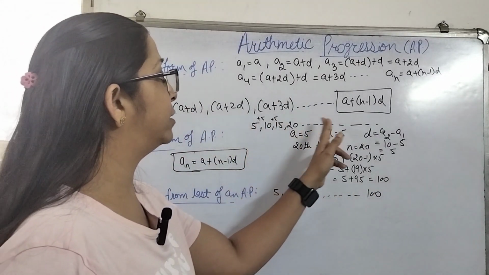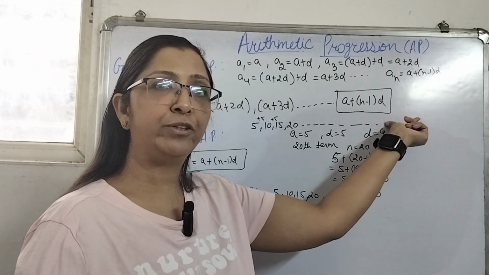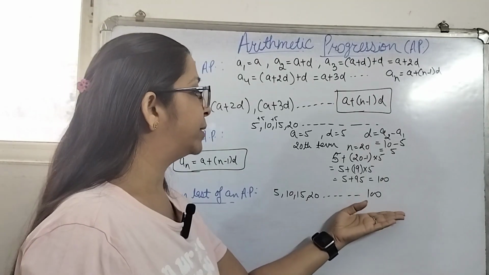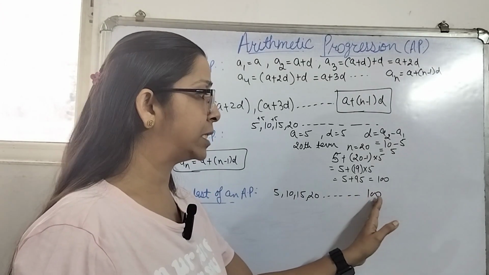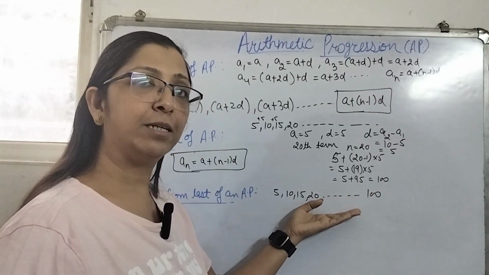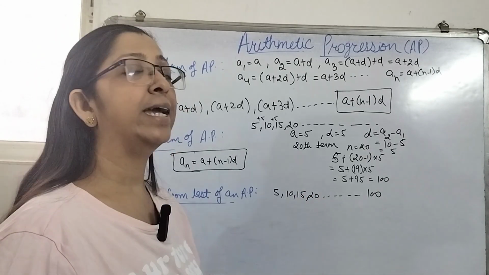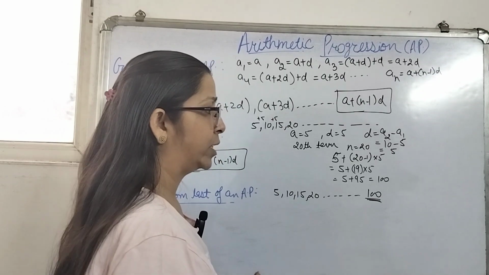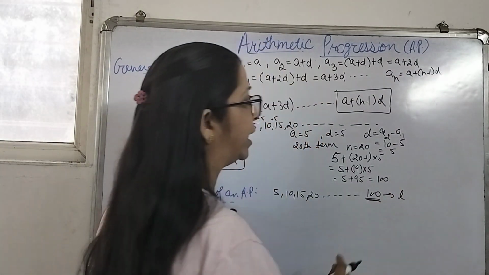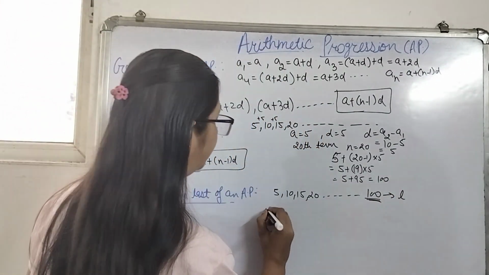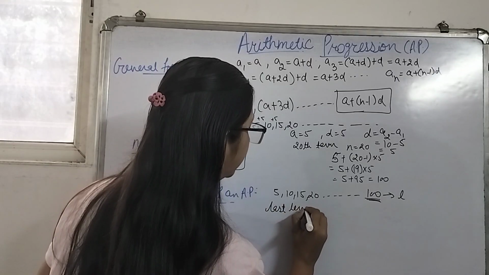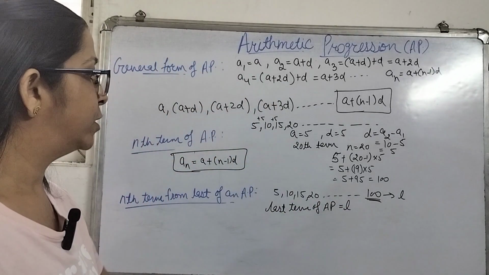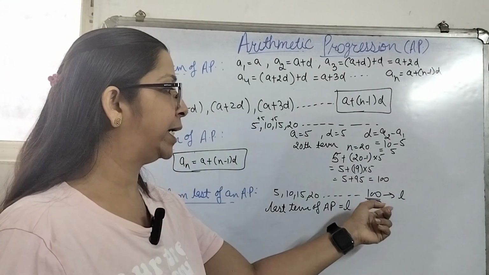That means over here there was no limit, an infinite number of terms were there, so it was an infinite AP. But over here a limited number of terms are there because we know the last term. That means it has a finite number of terms. This means it is an example of a finite AP. The last term of the AP, if it is given to us, is denoted by small l. So this is your small l. The value of small l is 100.